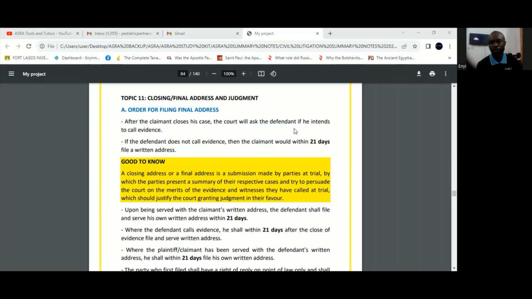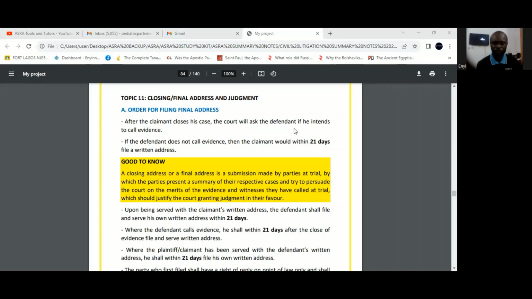Final addresses, or what may also be referred to as a closing address, is basically a summary of the arguments of both sides, a summary of the cases of both sides, which they now present to the court to make one last persuasion of the court to give the ruling in their favor.